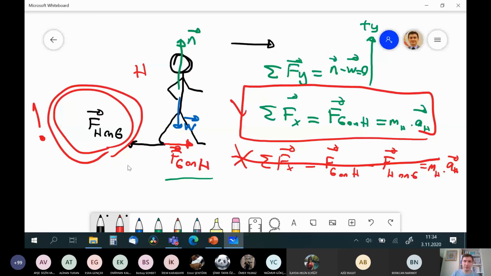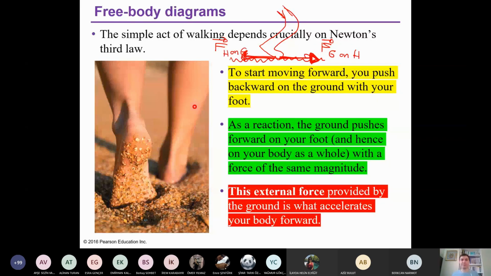Then let me go back to the transparencies. Okay, now I am repeating. To start moving forward, you push backward on the ground with your foot. So you apply a backward force. As a reaction, the ground pushes forward on your foot and hence on your body as a whole with a force of the same magnitude, the force applied by the ground on you. This external force applied by the ground on the human is what accelerates your body forward. Okay?